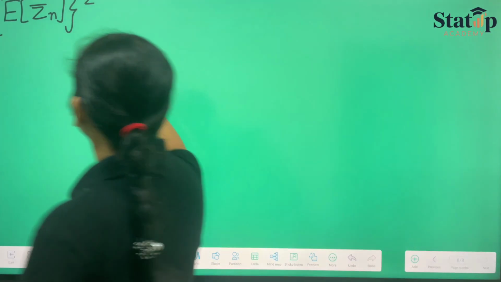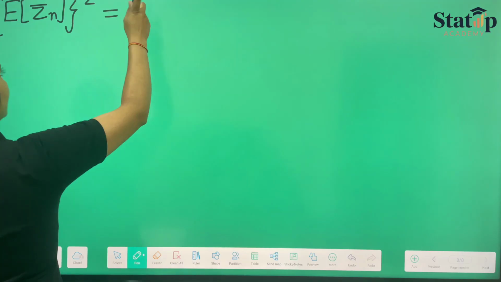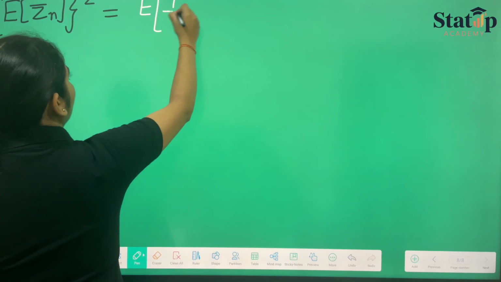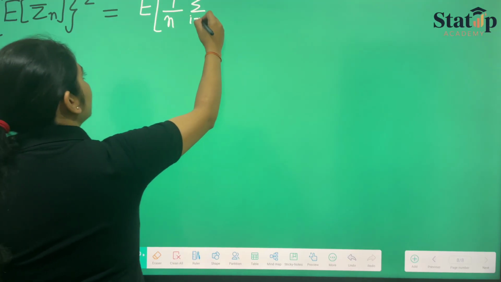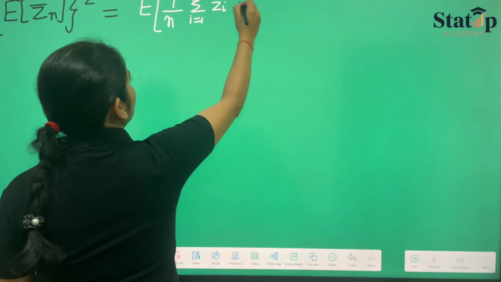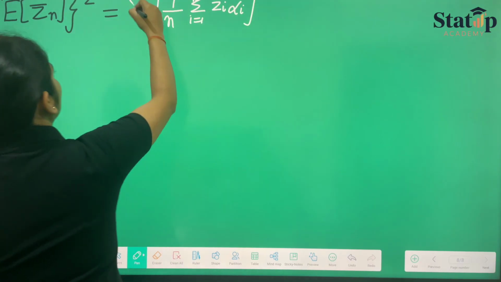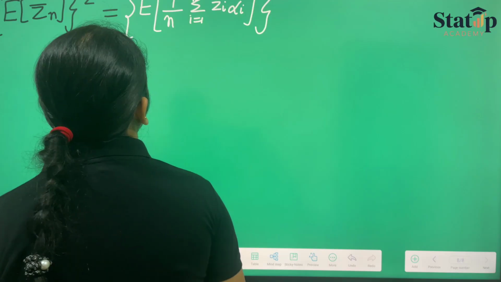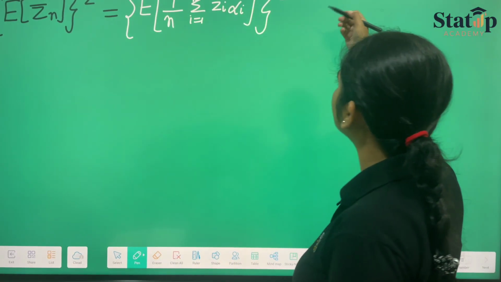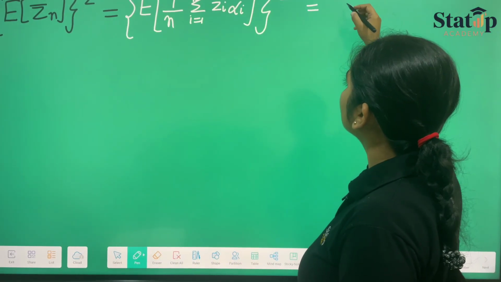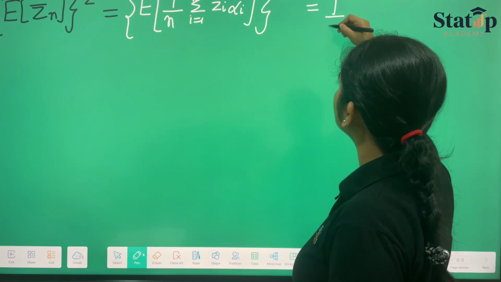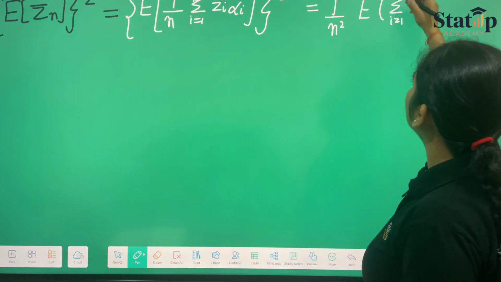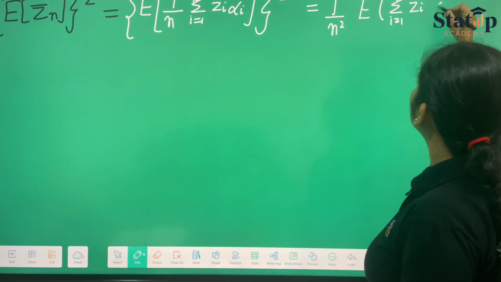So this expectation of z̄n whole square can be written as the expectation of (1/n summation i goes from 1 to n zi αi) whole square. Before opening the whole square, let us take the expectation inside. So let us take out 1/n² outside, so we are left with the expectation of (summation i goes from 1 to n zi αi) whole square.